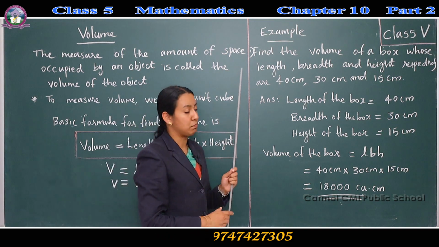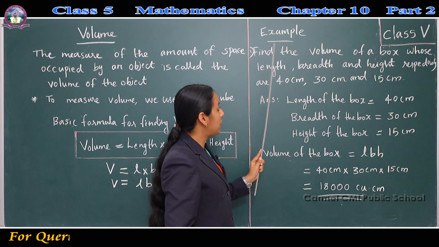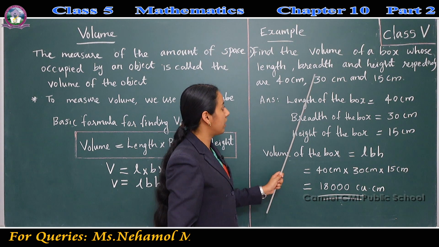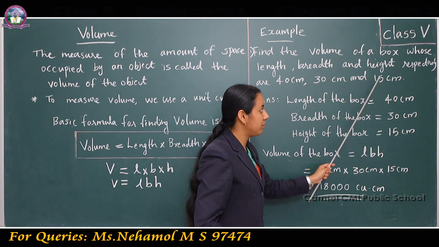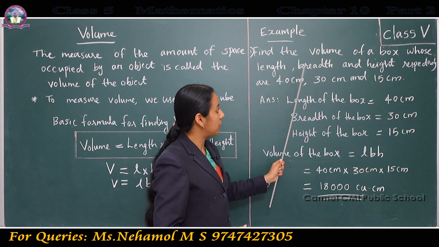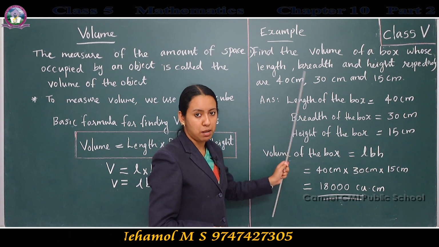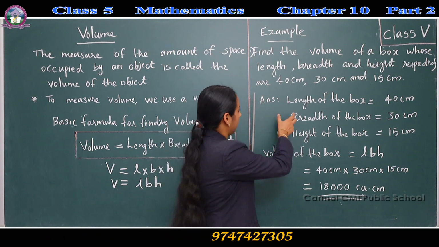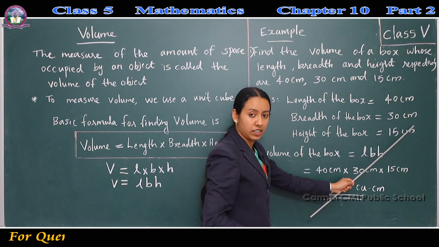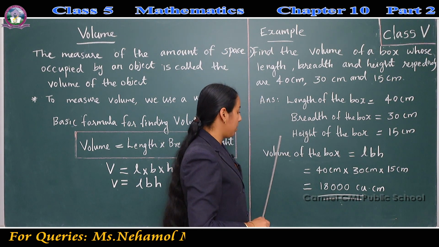Then consider an example. Find the volume of a box whose length, breadth and height respectively are 40 centimeter, 30 centimeter and 15 centimeter. Volume, we have to find volume. Length, breadth and height are given. What is the formula? V is equal to LBH. Then first we can write length of the box 40 centimeter, breadth of the box 30 centimeter, height of the box 15 centimeter. Then directly apply the formula.